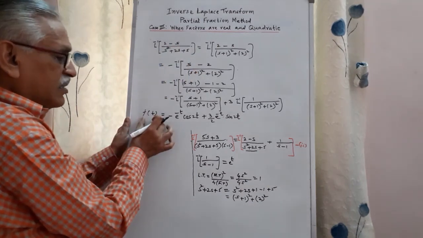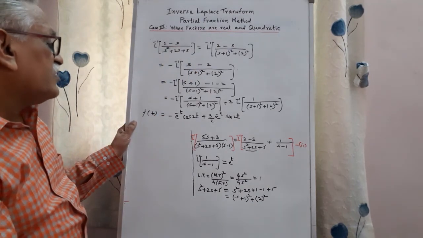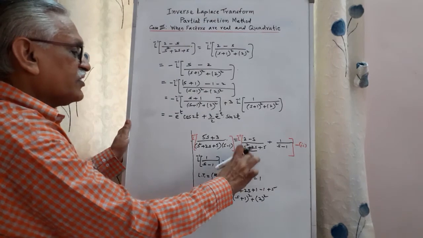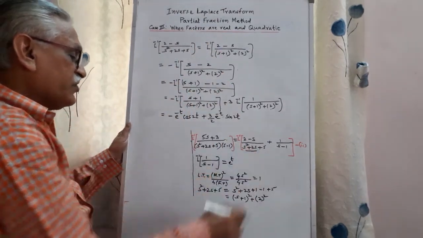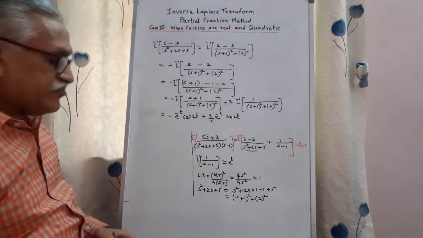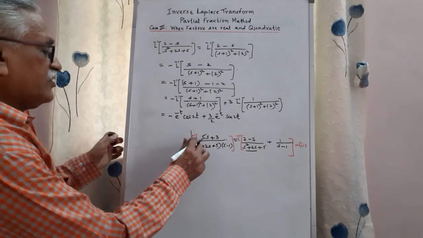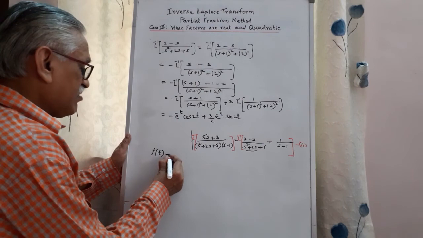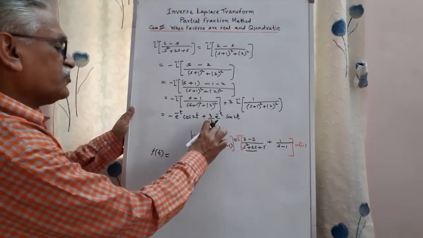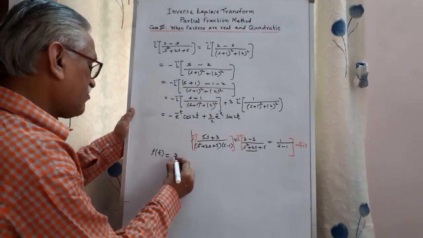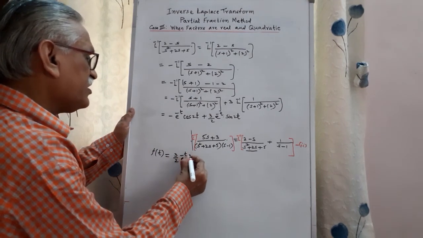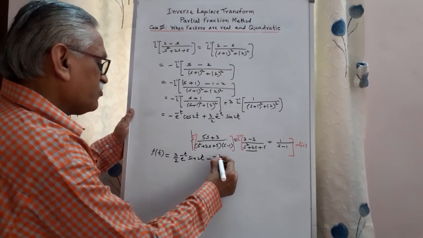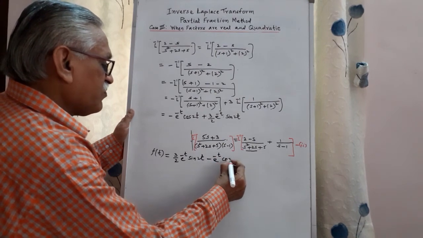And this is on the left hand side. The inverse of this term is f of t. This is the inverse for the first term. Therefore, substituting the values here in equation 2, equation 2 becomes, the inverse of this is f of t. The inverse of the first term is this one, it is 3 by 2 e raised to minus t sine 2t minus e raised to minus t cos of 2t.